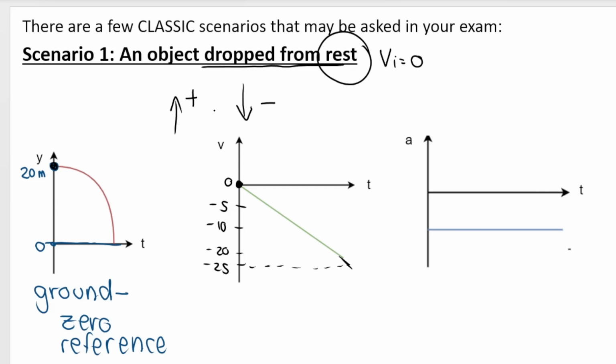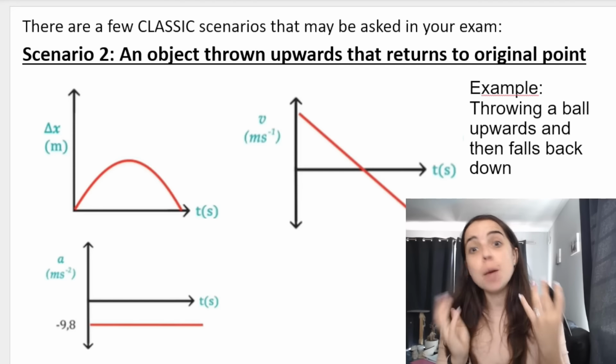If they've chosen up as positive and down as negative, it means that acceleration will be negative 9.8, because acceleration always goes downwards. And that makes sense because if you look at my acceleration versus time graph, here's my 0. This is negative, so that's negative 9.8. This all makes sense. Up is positive, down is negative. This is a very, very simple scenario. Just keep in mind that this is a straight line because the gradient of this is acceleration. If you work out the gradient of this line, you should get the magnitude of 9.8.